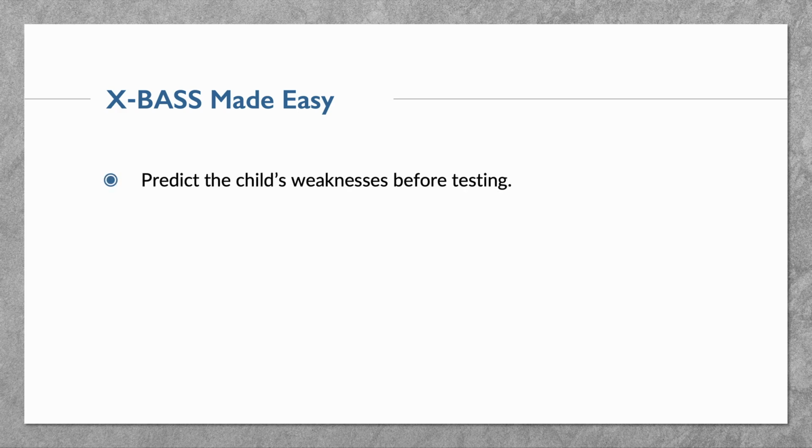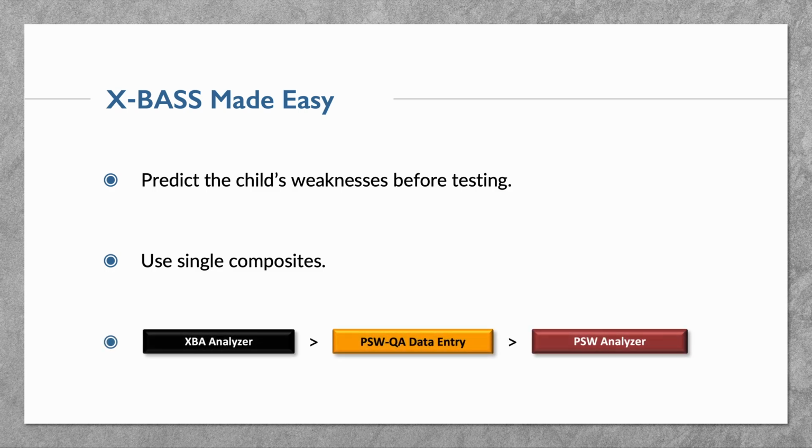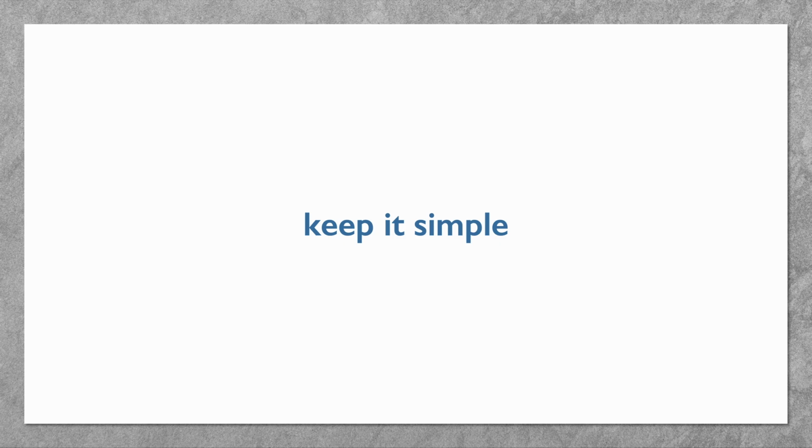Predict the weaknesses before testing based on everything you know about the child. It makes the process of identifying strengths and weaknesses easier and more defensible. Use single composites. It's the easiest and also the most reliable and valid way of measuring each ability. And finally, use these 3 tabs and a sheet of paper. Don't make this harder than it has to be. There is nothing difficult about this model. Assessment is difficult. The model is not.